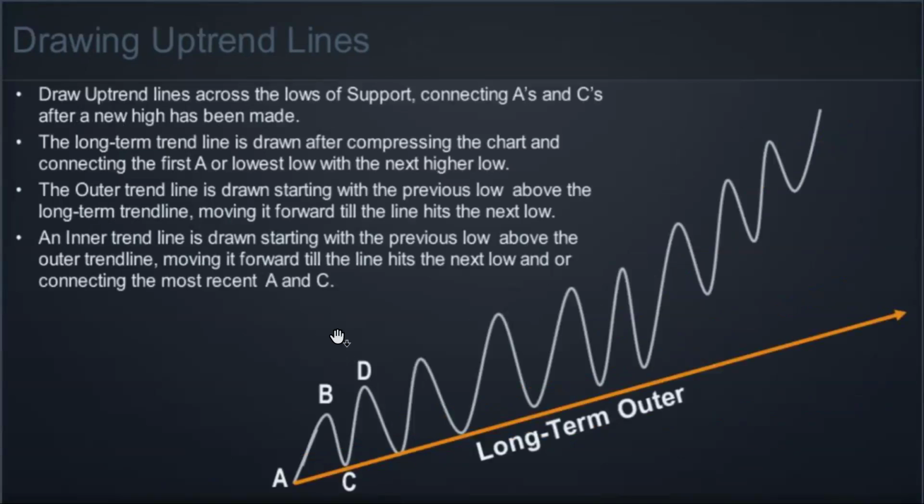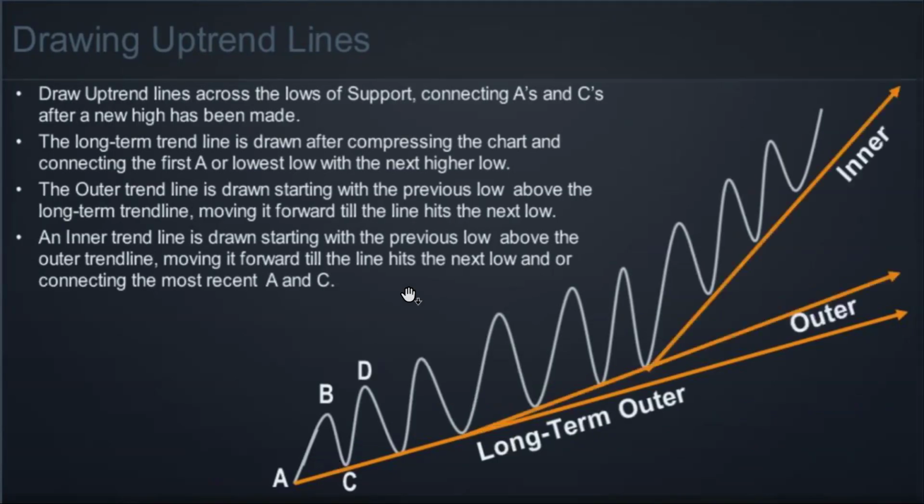All right. So, how do we draw the trend line? This is the biggest, okay? And this is where the population is getting it wrong. Okay, how do we draw the trend line?